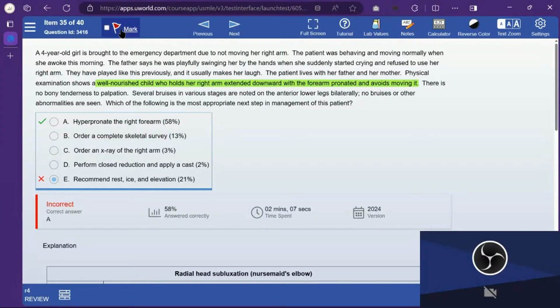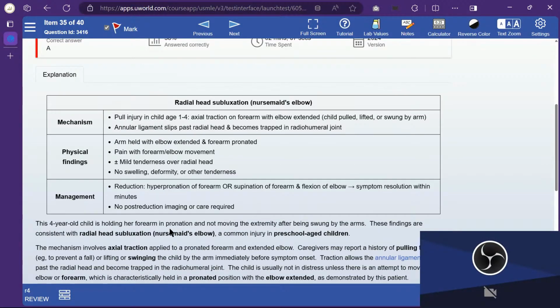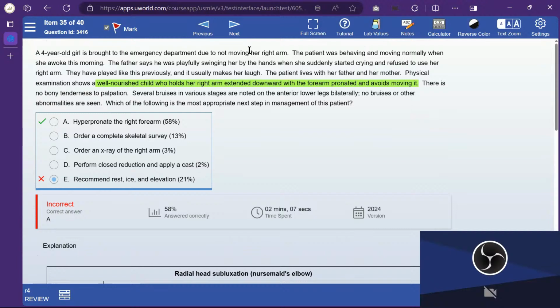Radial head subluxation, right forearm. A 4-year-old child with forearm pronation, not moving the extremity after being swung by the arms. This is radial head subluxation, a common injury of preschool age children. A 4-year-old in the emergency department not moving his right arm: nursemaid's elbow, or right radial head subluxation.